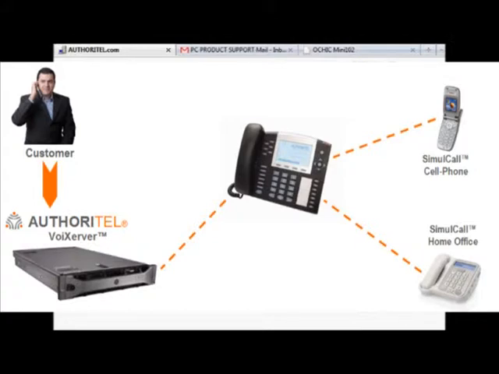Now it's important not to mistake SimulCall for call forwarding. Call forwarding simply forwards the call to another destination. However, when you set your SimulCall, it can ring multiple locations, including the original location, until someone answers the phone or until it goes to voicemail. So let me show you how you can configure your SimulCall settings.